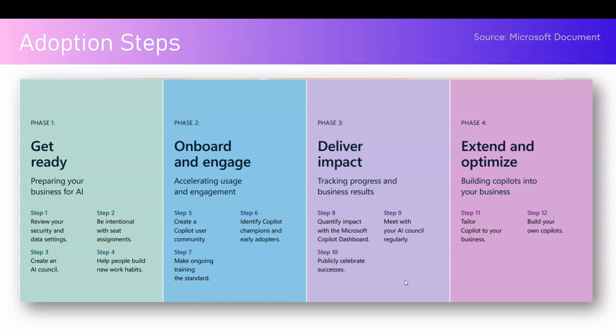So phase 4, extend and optimize, is all about reaching that state whereby you have already been comfortable with the product, you build Copilot for your business that is adding value to the business, and also you are extending the Copilot for better productivity.